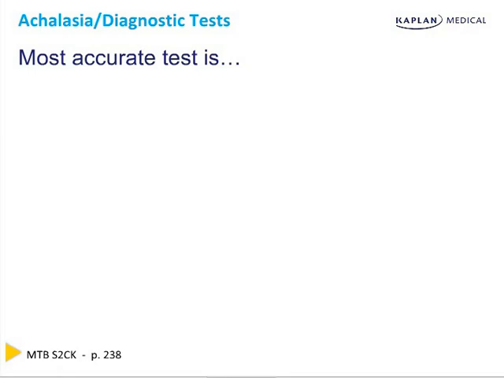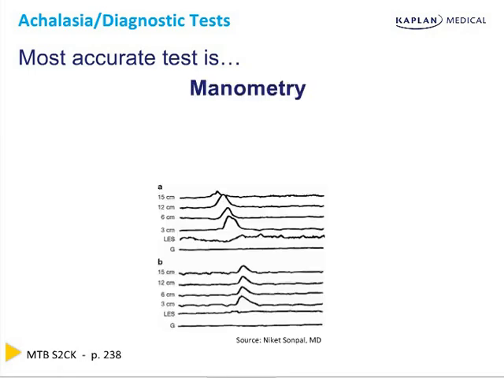The most accurate test in diagnosing achalasia is manometry. In manometry, a probe is placed into the esophagus that measures the pressures of the concentric and longitudinal muscles. The hallmark finding you need to know for the USMLE is the following phrase. There is incomplete relaxation of the LES in response to swallowing. There are also high resting LES pressures and absent esophageal peristalsis.